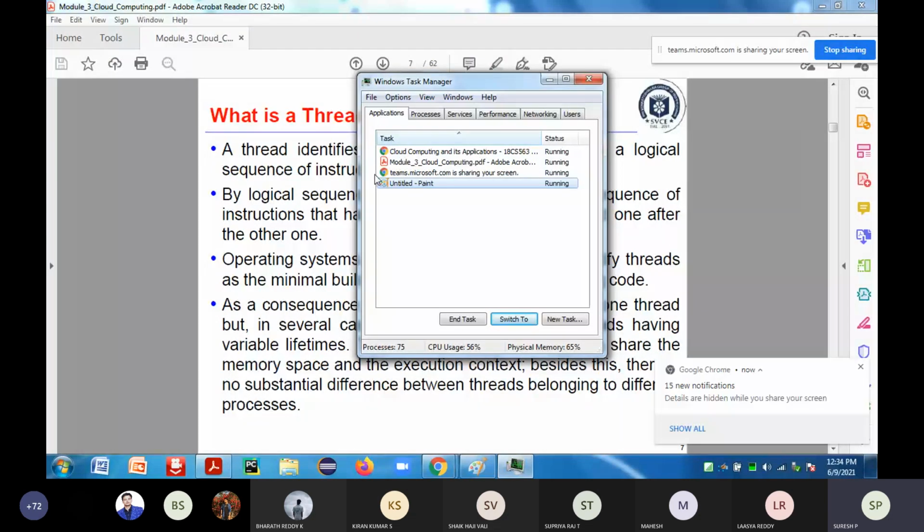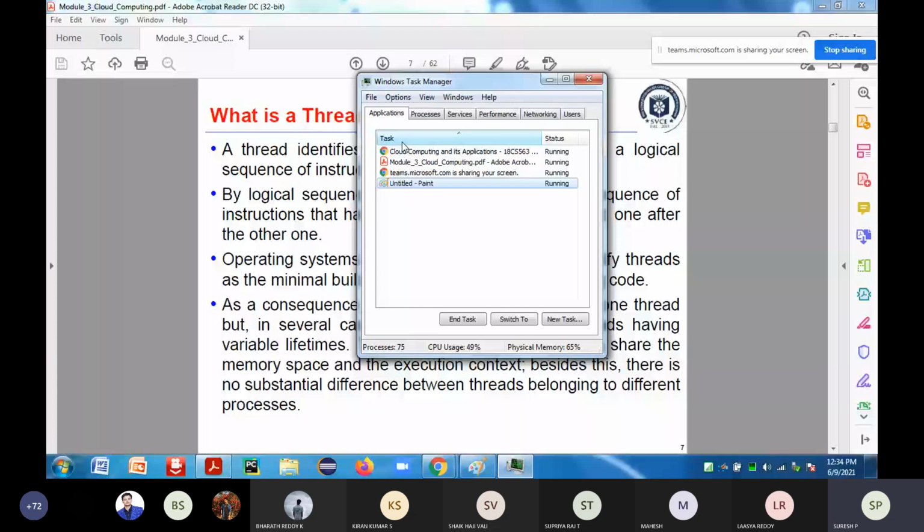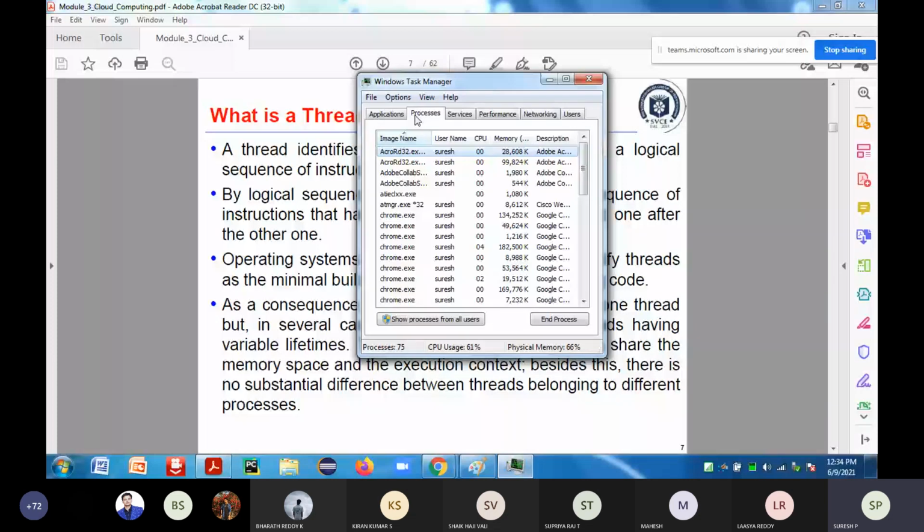Even in the processes, there are a number of applications running in the background. You can see Accelerate, Adobe Collab, Attend LX. I have connected my writing pad, and whatever I write on the writing pad should be displayed on the screen. For that, some process should be there. It is not displayed here, right?